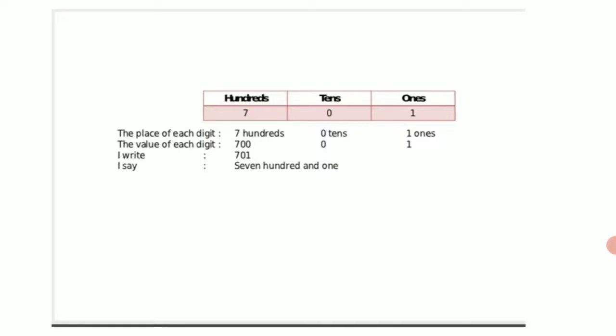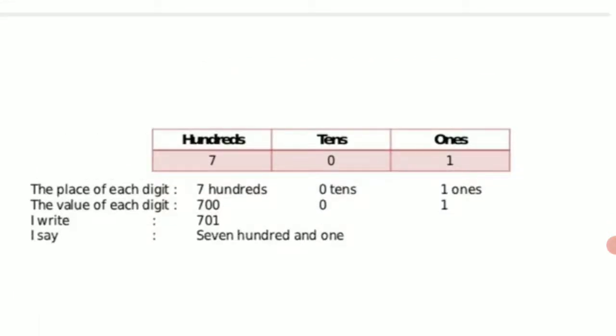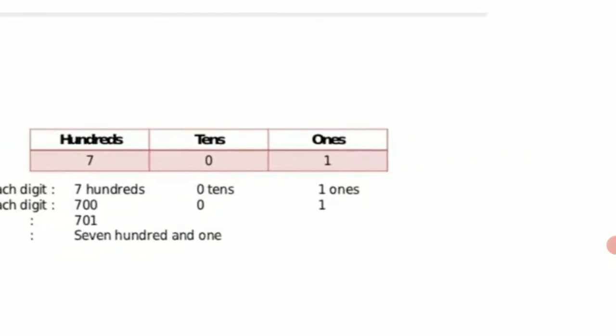Coming to another example children, we take another 3 digit number. It is 701, where 7 is in the hundreds place, 0 in the tens place, and 1 in the ones place. So the place value of 7 is 700, place value of 0 is 0 tens, and place value of 1 is 1 ones. That means it is 700 plus 0 plus 1, that is 701, and the number name is read as 701.